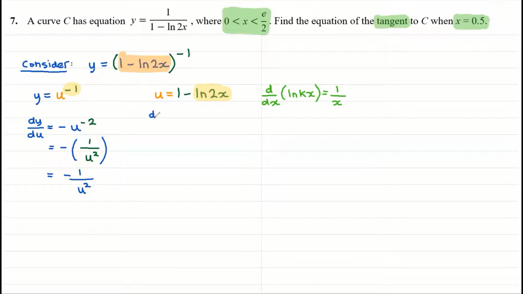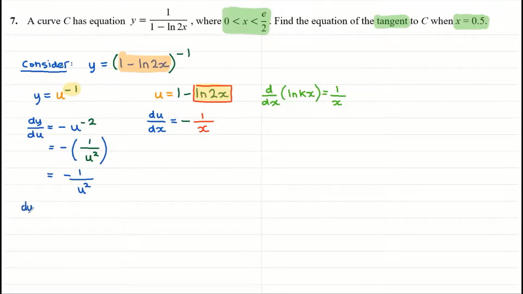So du by dx, the 1 will obviously go, and we've got the negative sign to consider. So it's going to be negative, and then the derivative of this part with the negative in front of it. So that's going to be -1 over x. And there we have it. So now we combine those two results to get dy by dx.